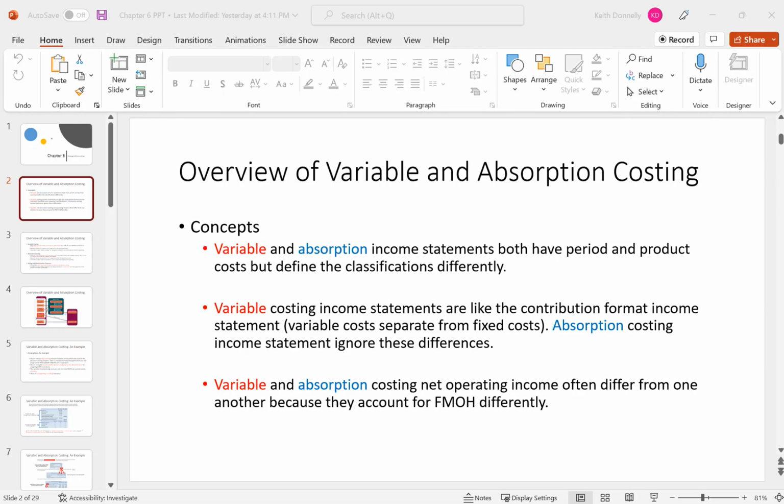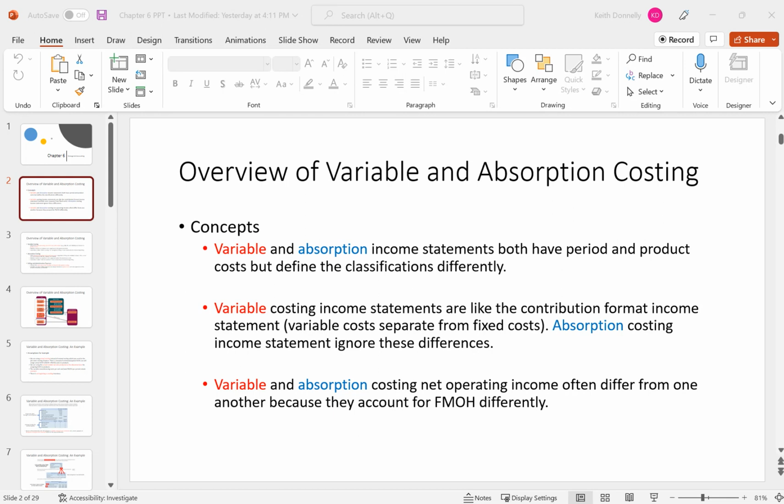Now, in distinction, under absorption costing, we're not really going to break it out by variable or fixed. In fact, it's just going to be very similar to a traditional GAAP external income statement. That is to say, you'll have your sales minus your cost of goods sold, which gives you your gross margin, back out your other operating and non-operating expenses, and that gets you to your net income. As I have down here at the bottom, again, we're looking at two different income statement formats.